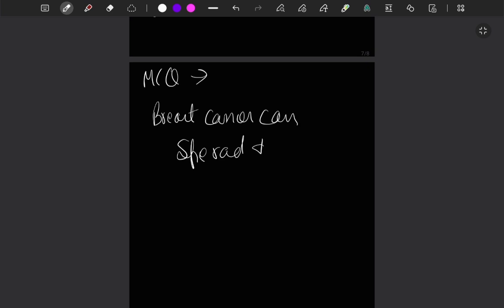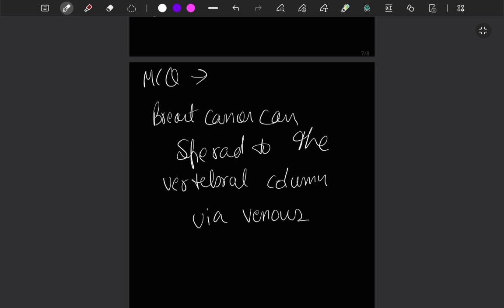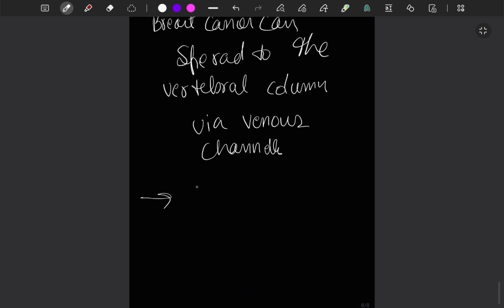And one MCQ: breast cancer can spread to the vertebral column via venous channels. And for the treatment, radial incision.